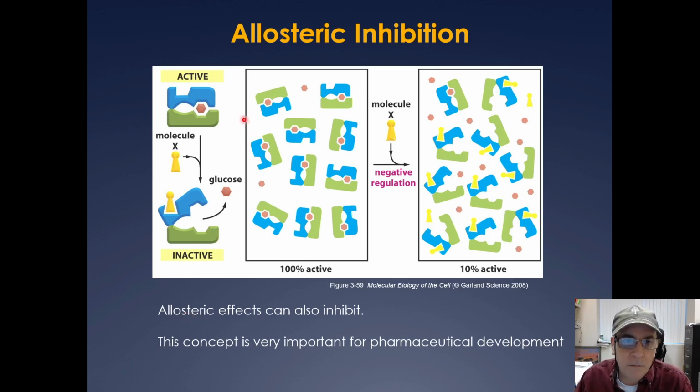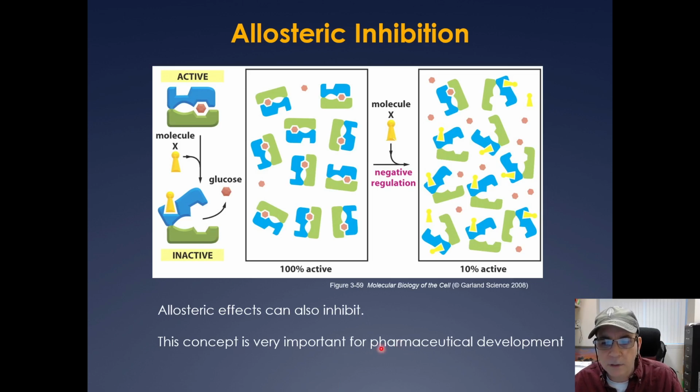So you have a molecule that's active, and then you can add in an allosteric inhibitor, which binds to a different portion of the protein and makes it inactive. Without the allosteric inhibitor around, the enzyme is 100% active. You add in the negative regulator, and then it can drop the activity of the enzyme quite dramatically. So you can have positive allosteric effects or negative allosteric effects.